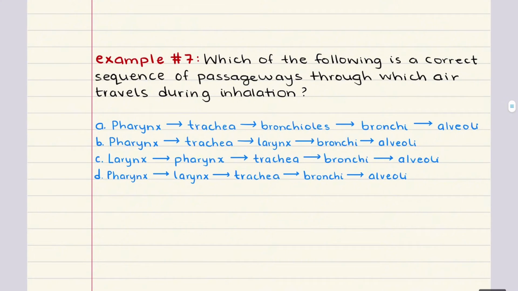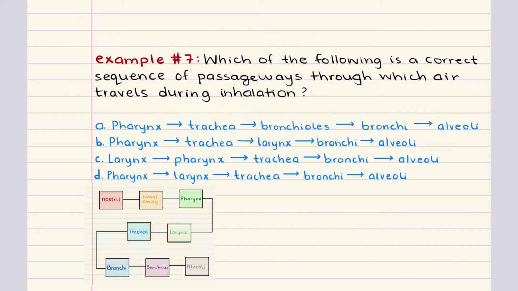Problem 7 says, which of the following is a correct sequence of passageways through which air travels during inhalation? So let's walk through the proper anatomical path. Air enters through the nose or mouth, and then it moves to the pharynx, which is a common passageway for both air and food. From there, air passes into the larynx, which houses the vocal cords, and it serves as the entry point into the respiratory tract. After that, air moves into the trachea or windpipe, which is the main conducting airway.